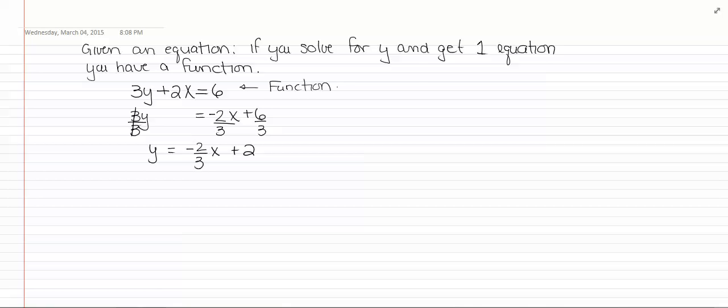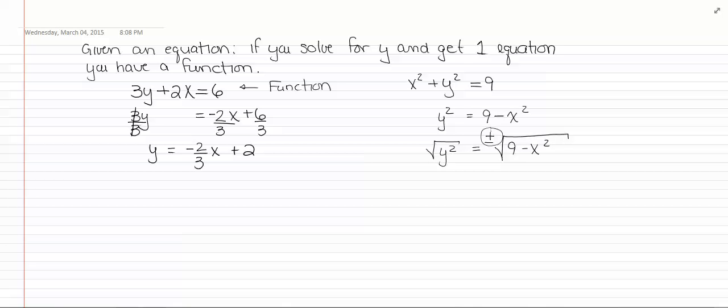However, if I'm given a problem like this, x squared plus y squared equals 9, and I try to solve for y, I subtract x squared from both sides, and then to get rid of the square, I have to take the square root. Here's where the problem lies. When I put a square root into the problem, I also have to put in the plus or minus symbol.